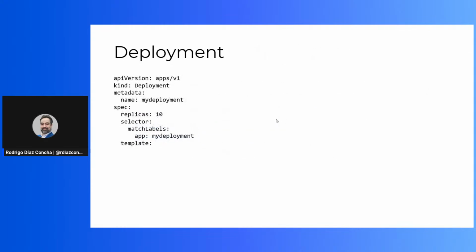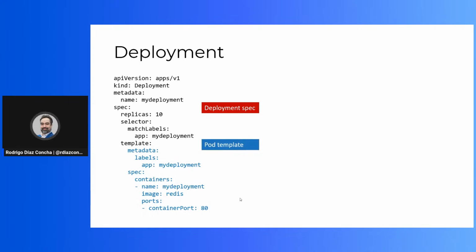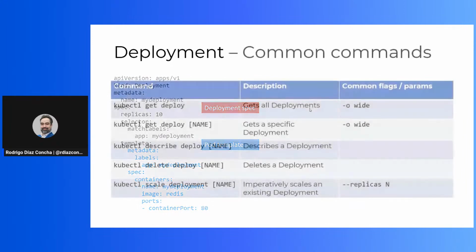So let's go back here to the manifest. This is the manifest for the deployment. Okay, so you can see here, kind: Deployment. This is the deployment spec. Okay, this is telling Kubernetes, hey, I want to create 10 replicas, and then you specify the pod template. Okay, so actually at the end of the day, we're going to have 10 replicas of Redis. This is what this manifest is doing.